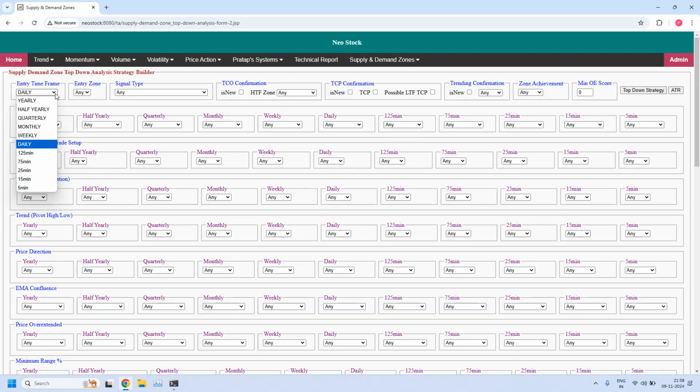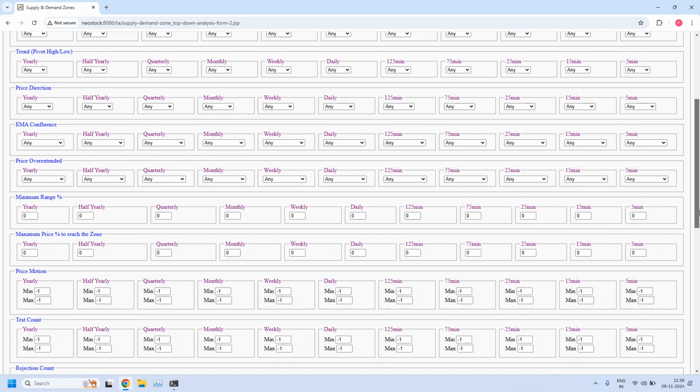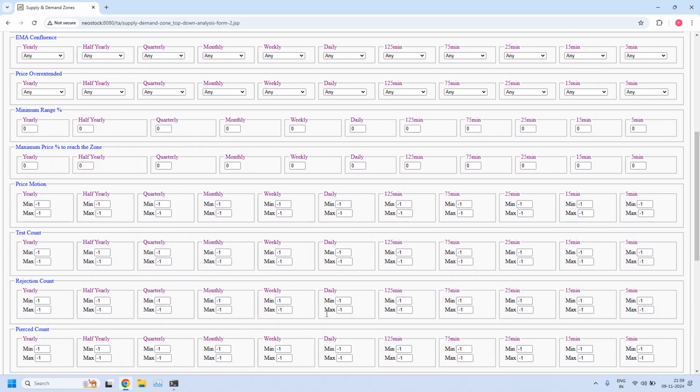For monthly income trade bullish trade setup, entry time frame is daily. Entry zone demand zone. In bullish or bearish trade setup at a daily time frame, that is entry time frame, I am selecting the value bullish. And this daily demand zone should not be pierced. So in the pierced count, daily time frame, because entry time frame is daily, the daily demand zone should not be pierced. So minimum value 0, maximum value 0 means zone is not pierced.